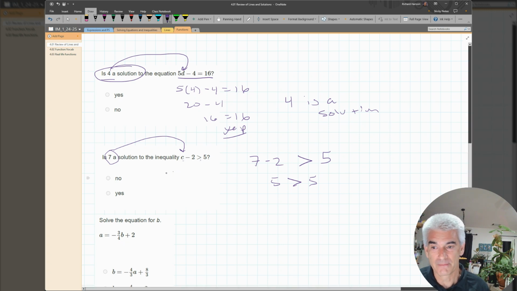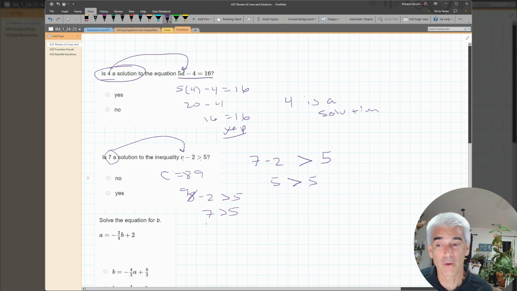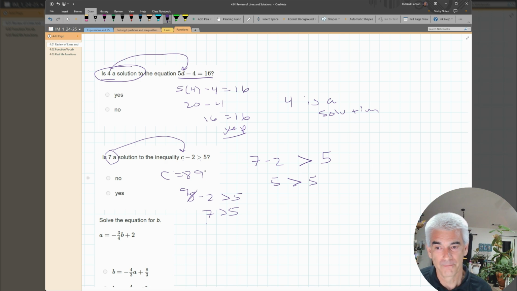Let's try 8. C equals 8. So 8 minus 2, is that greater than 5? Is 6 greater than 5? Yes. 8 is a solution. What about 9? Let's try 9. 9 minus 2 is 7. 7 greater than 5? Yeah. So 9 is also a solution. This one has lots and lots of solutions. In fact, anything greater than 7 is going to work.